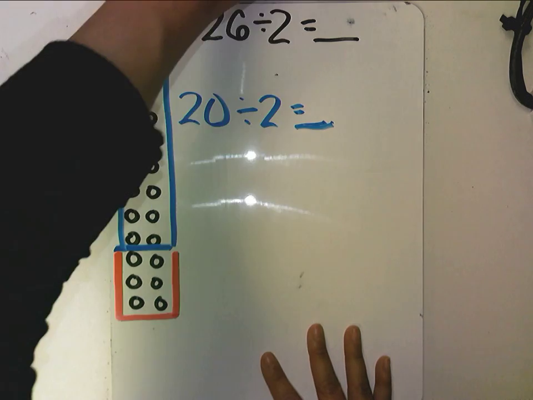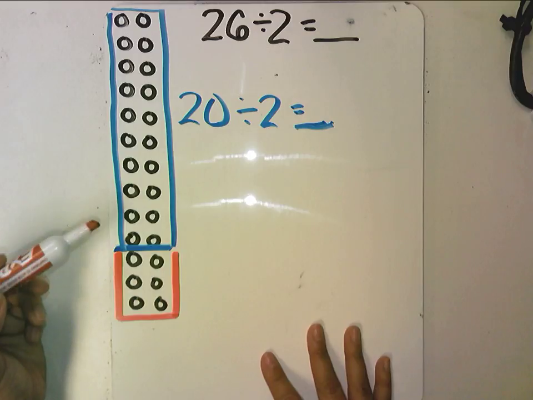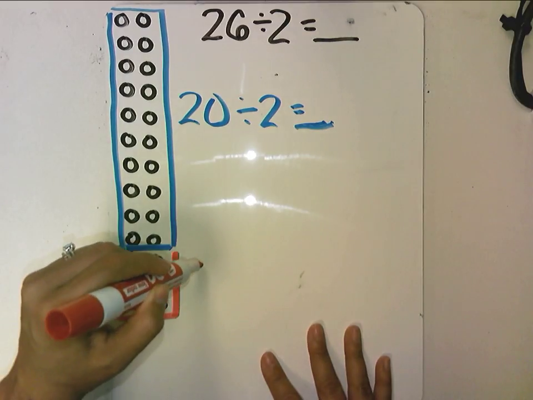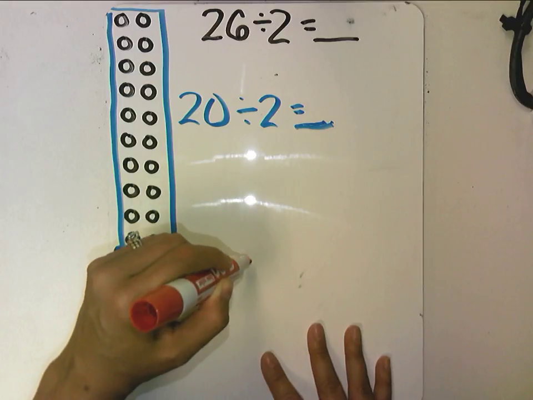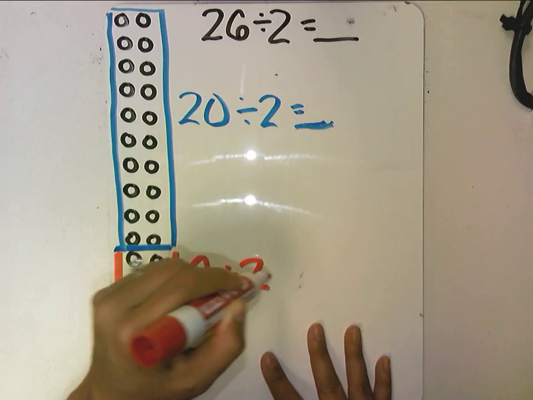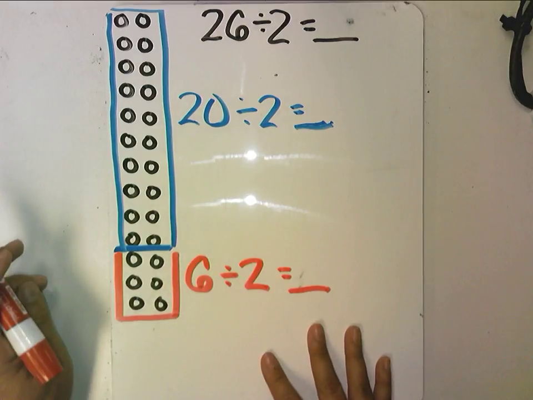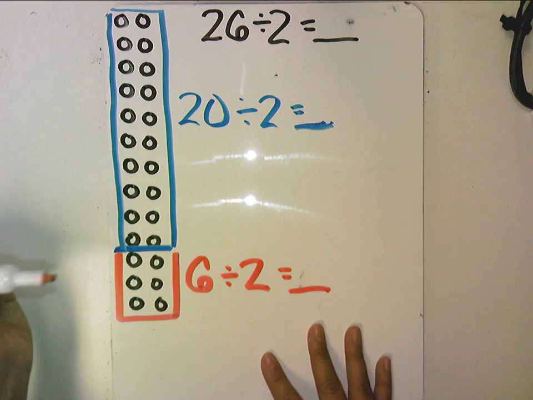Our second equation is going to be this second part of our array. Now we have 2, 4, 6. So our total here is 6. And again, we're dividing it by how many are in one row, which is 2. 6 divided by 2 equals, we need to find the answers to these two equations.